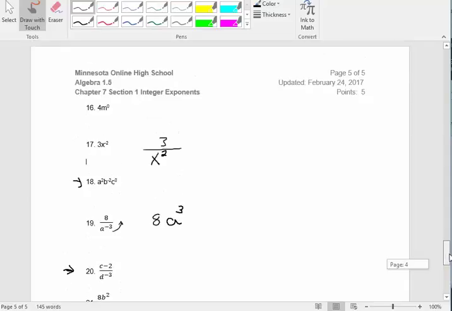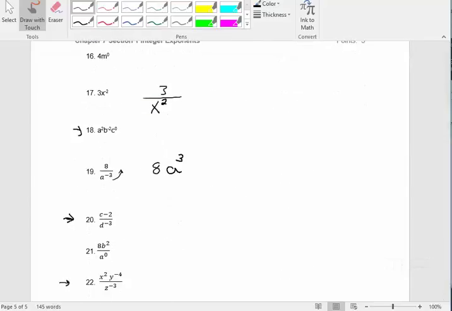So work on these and let me know if you have any questions. And just be careful with your work. If you mean to have a negative exponent, or if you don't, make sure you are writing that and labeling it clearly.